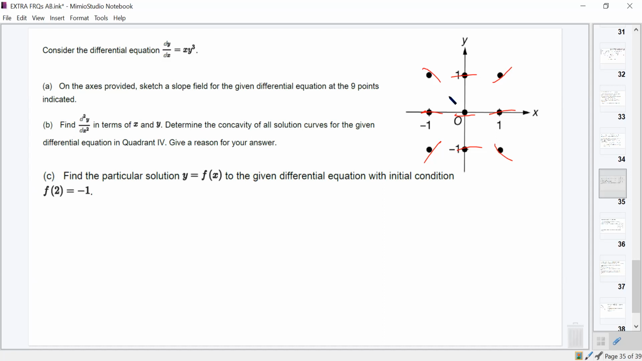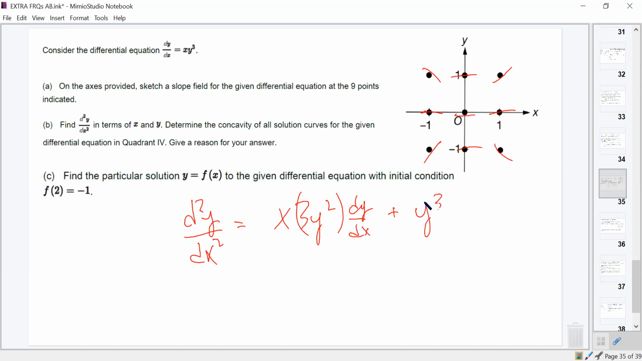Hopefully. Yep. All right. So part B, we'd be looking for the second derivative. So our second derivative, we'll take the derivative of xy cubed using the product rule and implicit differentiation. So x times the derivative of y cubed, which will be 3y squared dy dx, and then plus y cubed times the derivative of x, which is just 1.